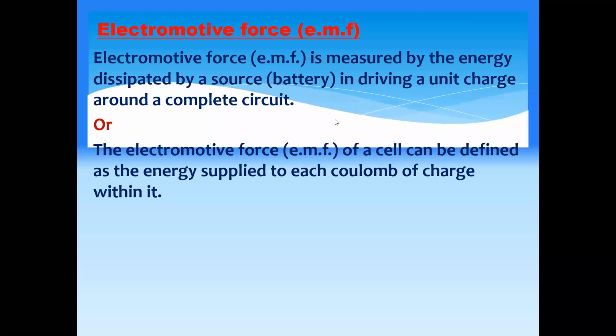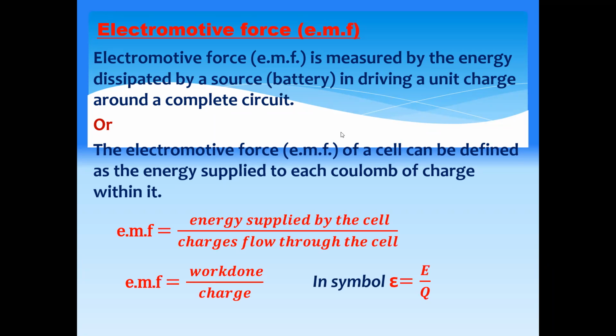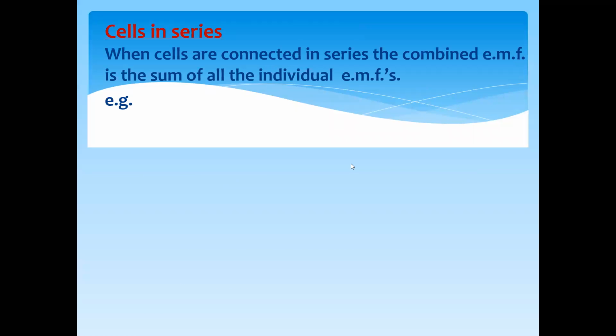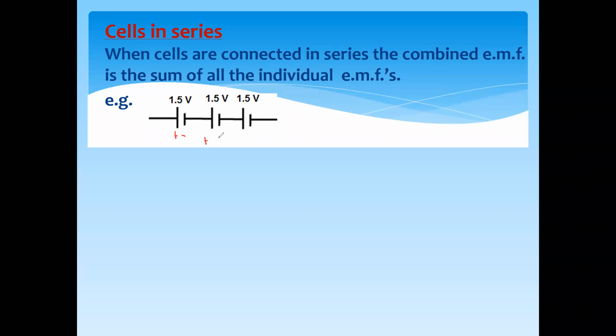Electromotive force is how much energy the charges carry due to the electrochemical reaction. And when cells are connected in series, the combined EMF is equal to the sum of the individual EMFs. So here, what is the total EMF? 1.5, 1.5, 1.5. What is the total EMF here? That will be equal to 4.5.